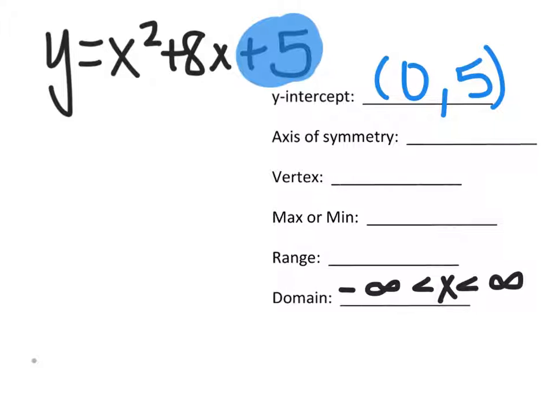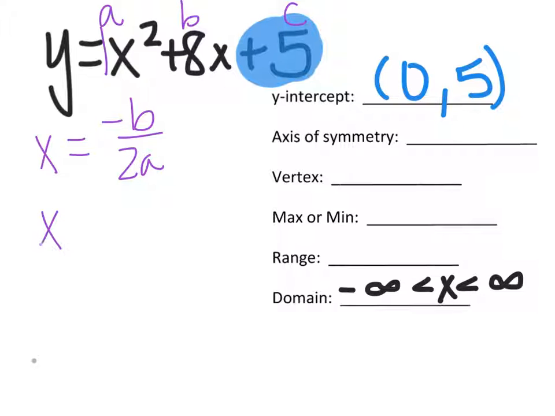So to find all the rest of this, I have to use my formula, which says that to find the x value of my axis of symmetry and my vertex, I use the formula negative b over 2a. So I need to identify a, b, and c. Well, a is the number in front of x squared, which would be 1. B is the number in front of x. C is the number by itself, which is 5. So I'm going to plug those in.